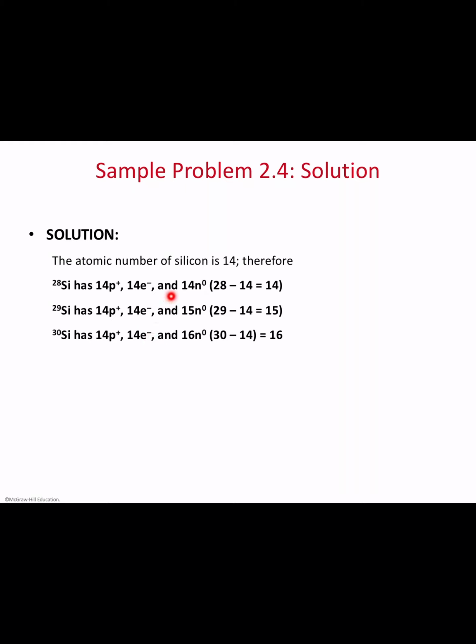But the neutrons would be 28 minus 14. This is the mass number, this is the number of protons, so 14 neutrons. And the second isotope, 29 is the mass number, 29 minus 14, 15. 30 minus 14, 16. It's not that hard.